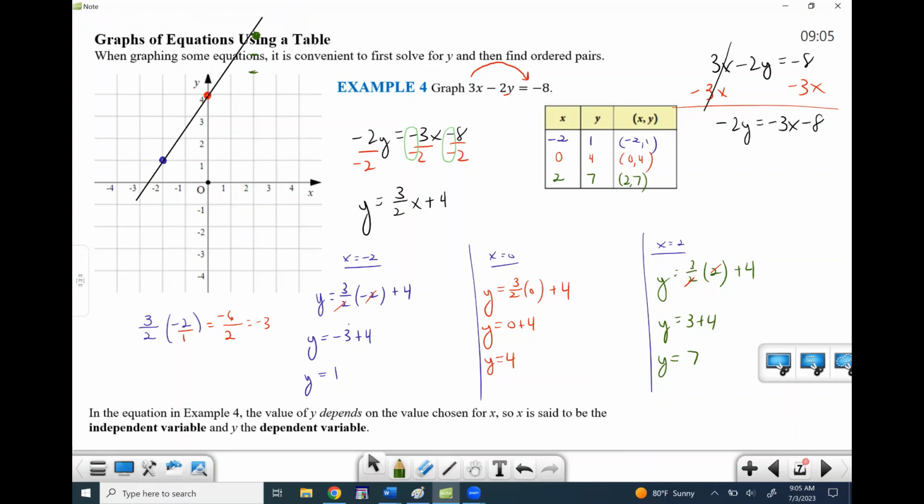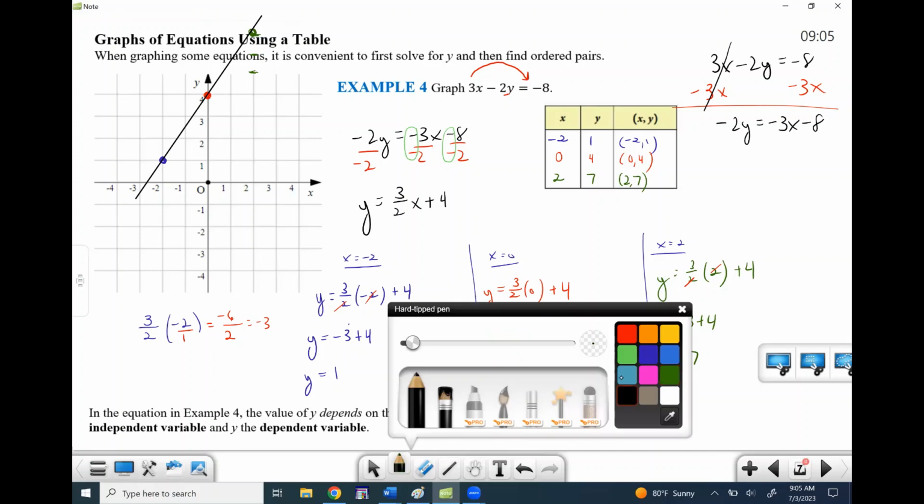And I'm going to move this dot. I think it was off a little bit. There we go. It didn't quite get to 7. Okay. All right. There's arrows on the end because these go on forever.